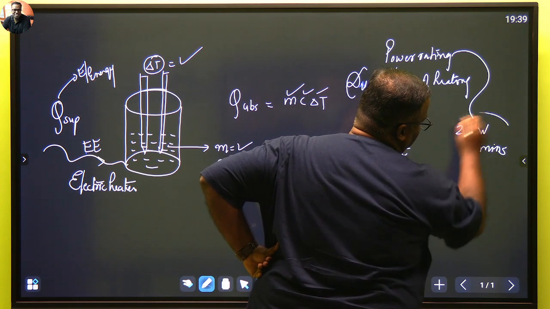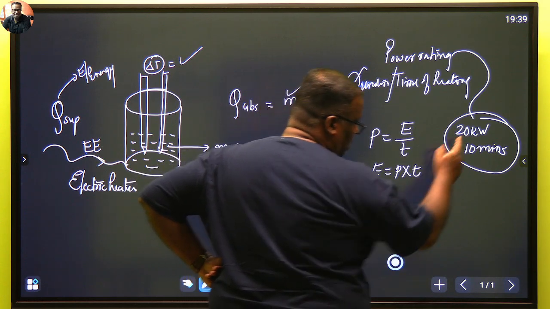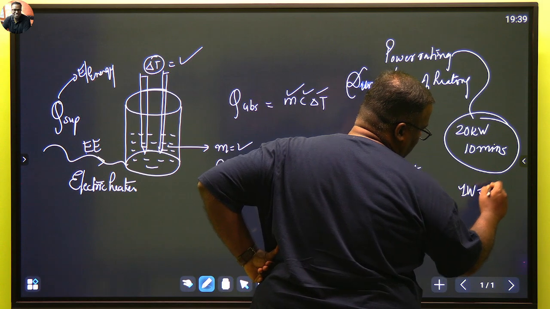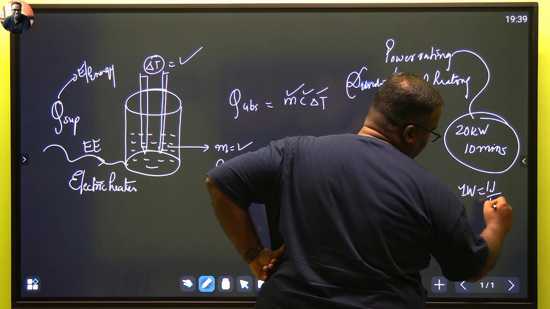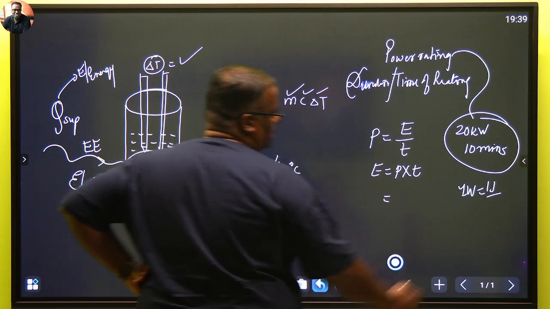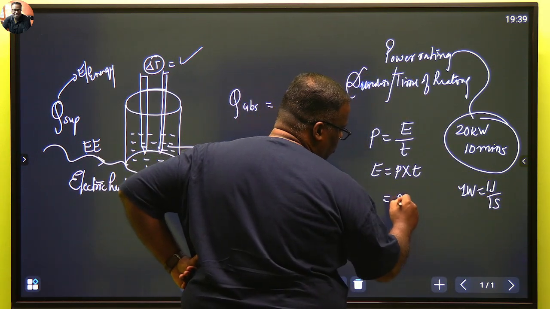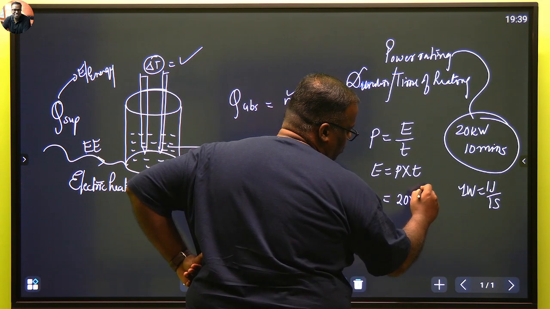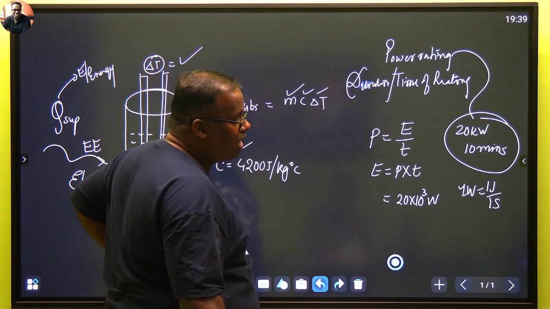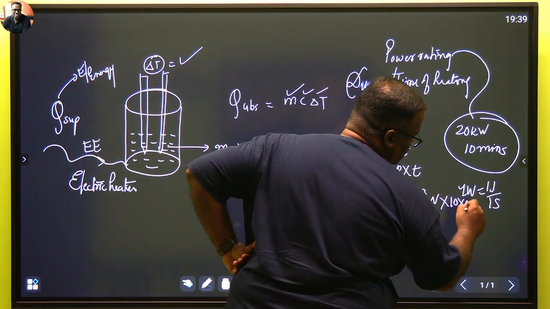Now this is sufficient to confuse you. You will take kilowatts, you should take it into watt, because you should understand 1 watt is 1 joule over 1 second. You have to bring everything to SI units. So 20 kilowatt means I will write 20 into 10 to the power 3 watt. Have you understood? Into time. Time is 10 minutes, which is 10 into 60 seconds.